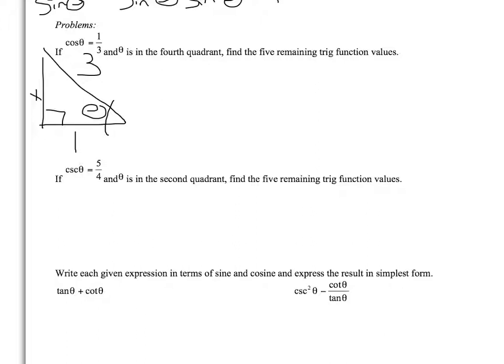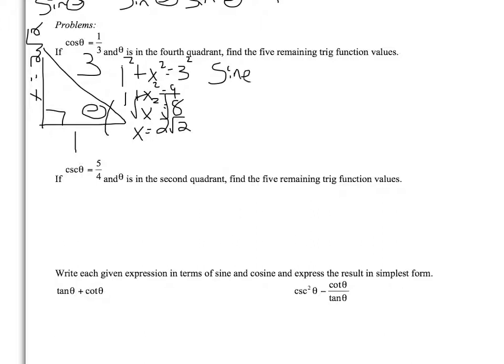The Pythagorean theorem will be 1 squared plus x squared has to equal 3 squared. So 1 plus x squared equals 9. X squared equals 8. Take the square root, x equals radical 8, which is 2 radical 2. And that's what goes for this third side. Now that I have the 3 sides of my triangle, I can find my 6 trig functions.